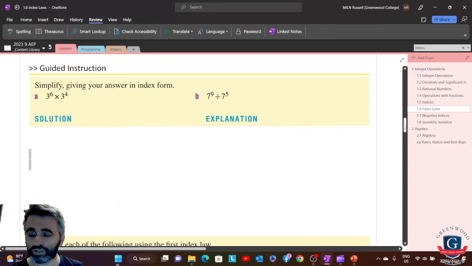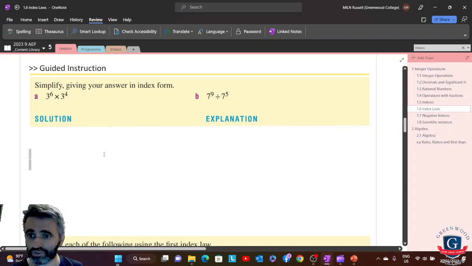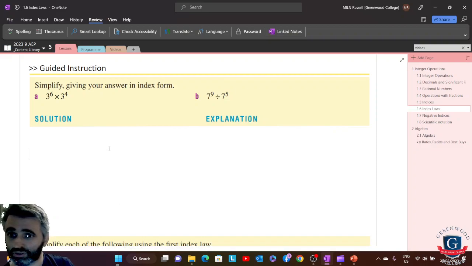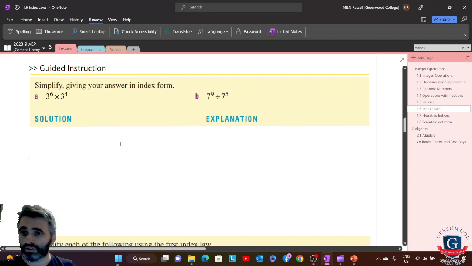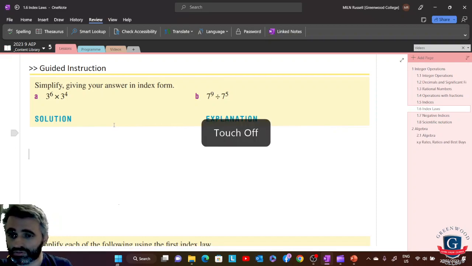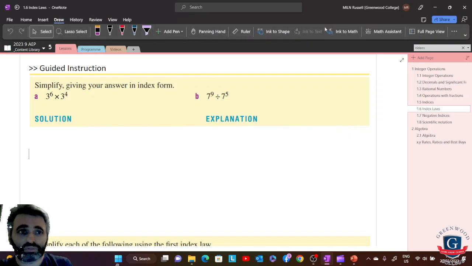Hi everybody, today we'll be looking at some simple examples out of the textbook with index laws. So to start, let's look at these first two cases. If we have 3 to the 6 times 3 to the 4, we'll use the first index law, which says if we multiply two indices with the same base, you add the indices. So we'll have, let's blow this up to full page.